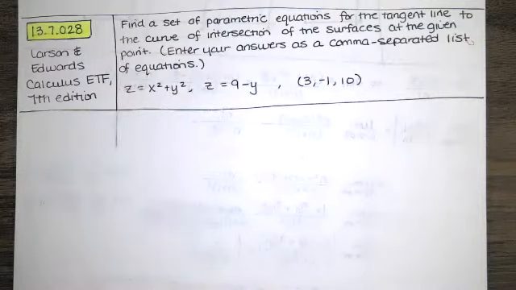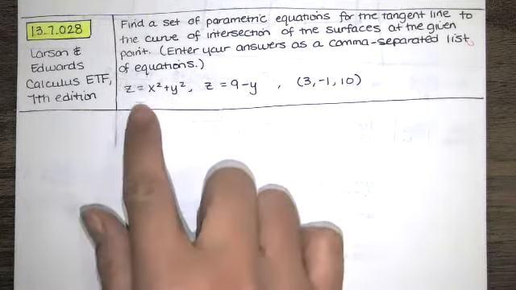In this video, we solve problem 13.7.028 from the Larson and Edwards Calculus Early Transcendental Functions text, 7th edition. We're asked to find a set of parametric equations for the tangent line to the curve of intersection of the surfaces at the given point. We're asked to enter our answers as a comma-separated list of equations.